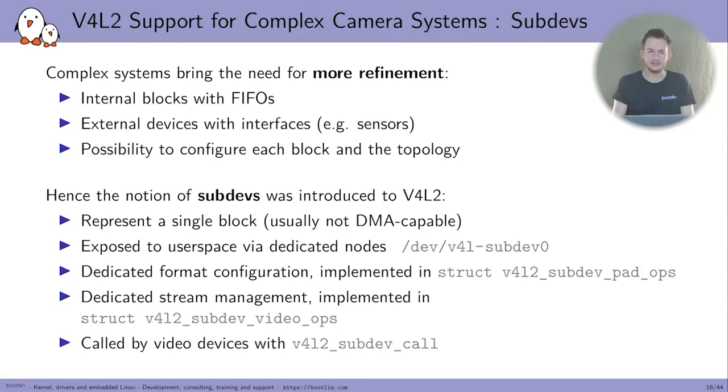And so in order to support this, the notion of V4L2 device was not sufficient. And so a new notion was introduced into V4L2, which is the notion of subdevs. So the subdevs represent just a single block, which is typically not DMA capable. It will still be exposed to user space through subdev nodes. They will have their own format configuration, their own stream management. And basically, the goal is that the video devices, which are the DMA interfaces into memory, will call into the subdevs to typically start the stream or stop the streams and to get the whole pipeline going to finally receive the pixels into memory.